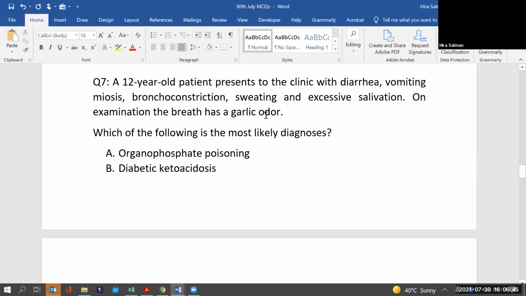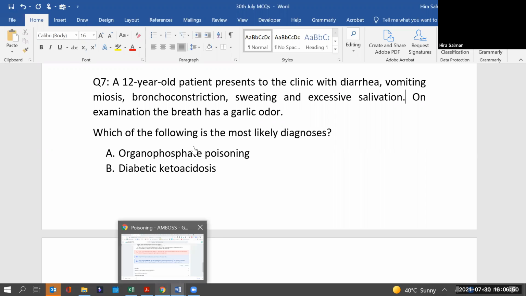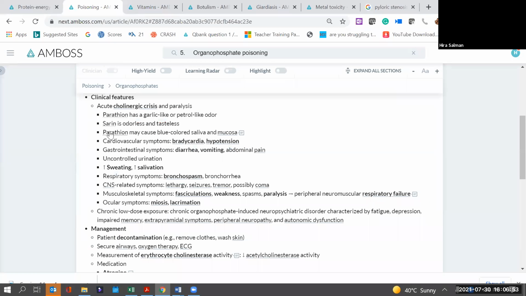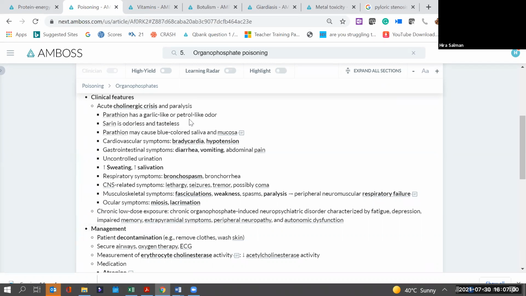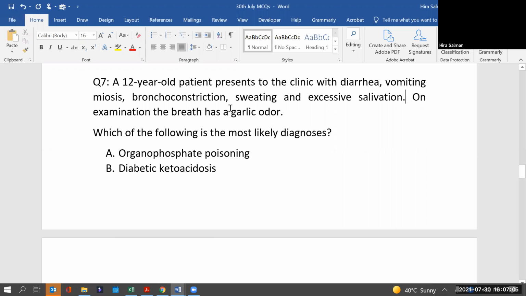So garlic odor, you remember whenever there is garlic odor, which one is actually the component of this? There are two components, parathion and sarin. Parathion is the one, if it's there in the organophosphate poison, insecticidal spray, that is going to produce this garlic-like smell. So you will always think about organophosphate poisoning based on the garlic odor, based on all the acetylcholine actions like excessive salivation, sweating, vomiting, bronchoconstriction. These are all the effects of an increased amount of acetylcholine in the body, because this shows that the body is having cholinergic crisis.